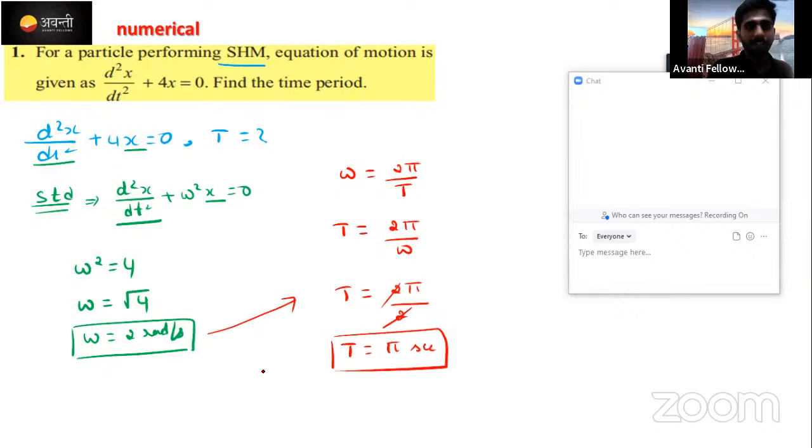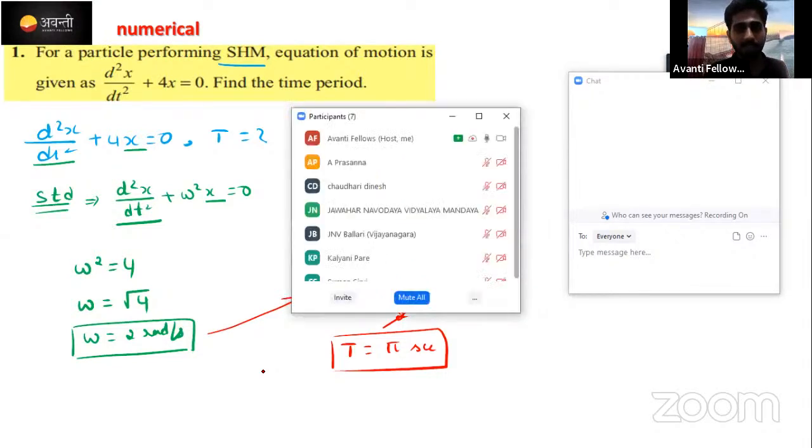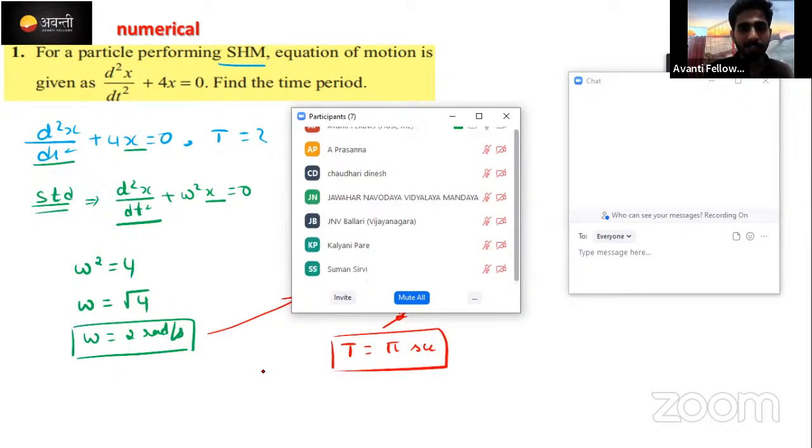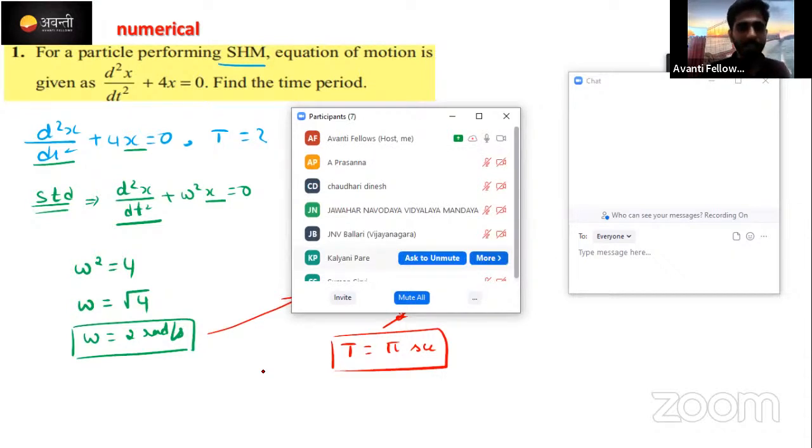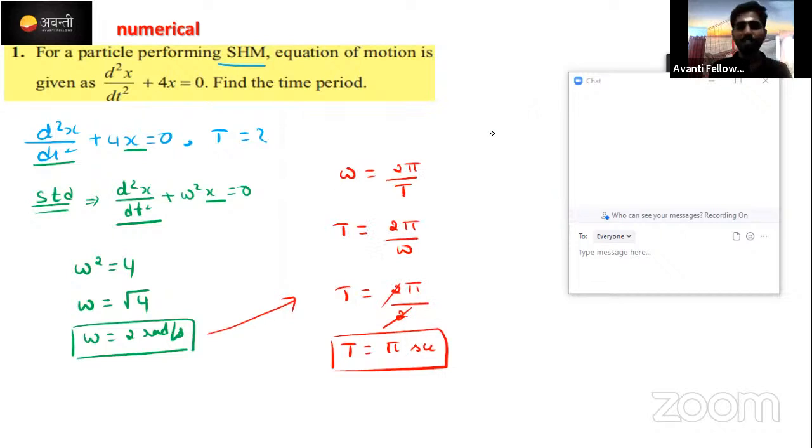Here around 7 schools are present. 6 schools. Prasanna, Chaudhary, Jawahar Navodaya Vidyalaya, Mandya guys, Ballari. Guys, do text me in the chat box if it is understood. Okay. It's a simple equation, no worries. I hope it is understood. Yes, thank you, Suman. Thank you.